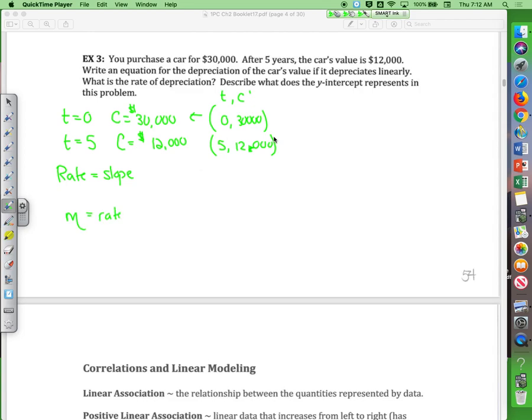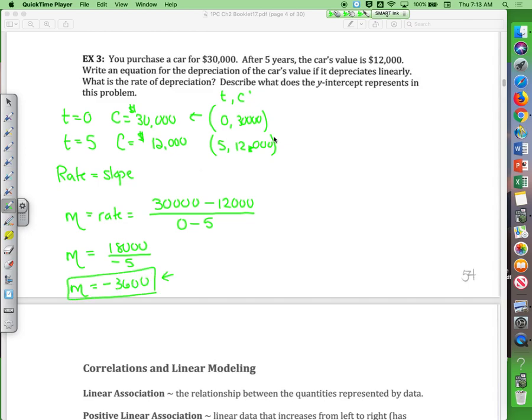which is the rate, it's going to be my y minus my y coordinate. You can subtract in either order. I'm going to start with the top point first and subtract the bottom point. So now when I subtract my x's, I need to go in the same order. So 0 minus 5. And 30,000 minus 12,000, that'll give me 18,000 divided by -5, which is -3,600. So this is the rate that the car is depreciating.